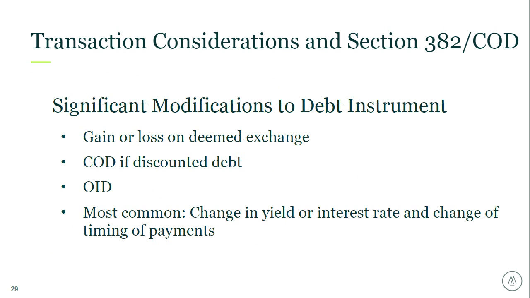As part of transactions, we always want to look at whether or not you have a significant modification to the debt instrument. If you do, there's a potential that we could have a gain or loss on the deemed exchange, and there's always the potential for cancellation of debt income. And then we could have original issue discount rules. So some of the things you want to look at, if you're redoing the debt, is whether it is considered a significant modification. The most common are a change in yield or interest rate or a change in timing of the payments.